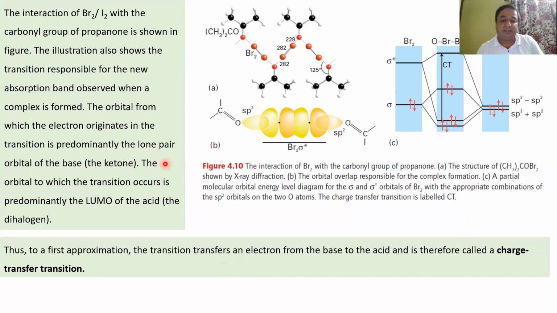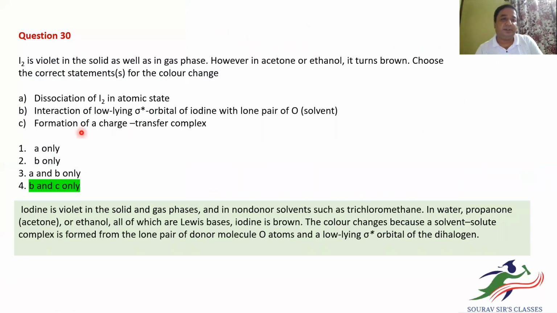So if you go back now and look at the options, interaction of the low-lying sigma star orbital of the iodine with the lone pair is true. Formation of a charge transfer complex is also true. So that is why the answer is going to be B and C only over here.